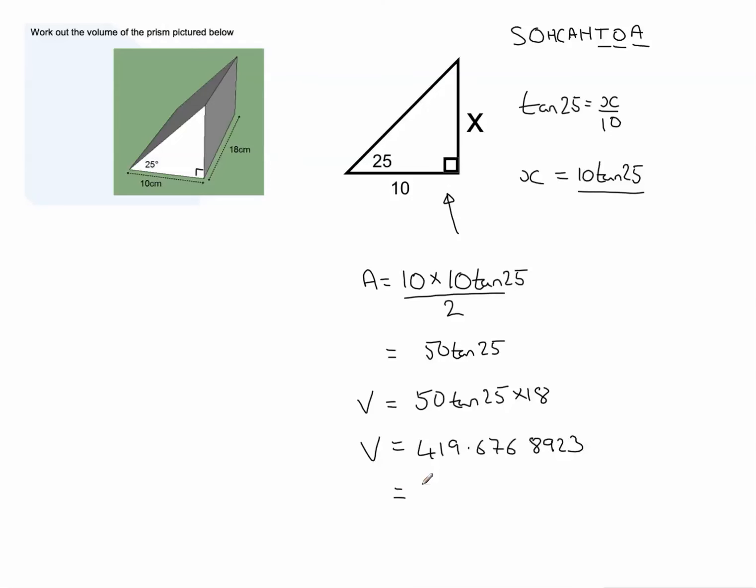Now I'll round it to 3 significant figures. And that's going to be a slightly tricky one, isn't it? Because that's the 3rd significant figure. The next one's a 6, which means that has to go up to 0, and that one too. So the answer to 3 significant figures is 420. The units are centimetres, so let's remember to include the units as centimetres cubed, and the question is done.